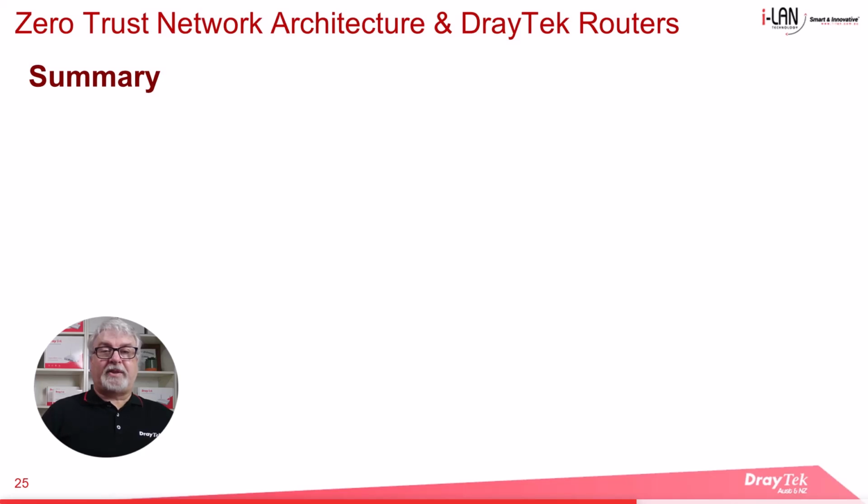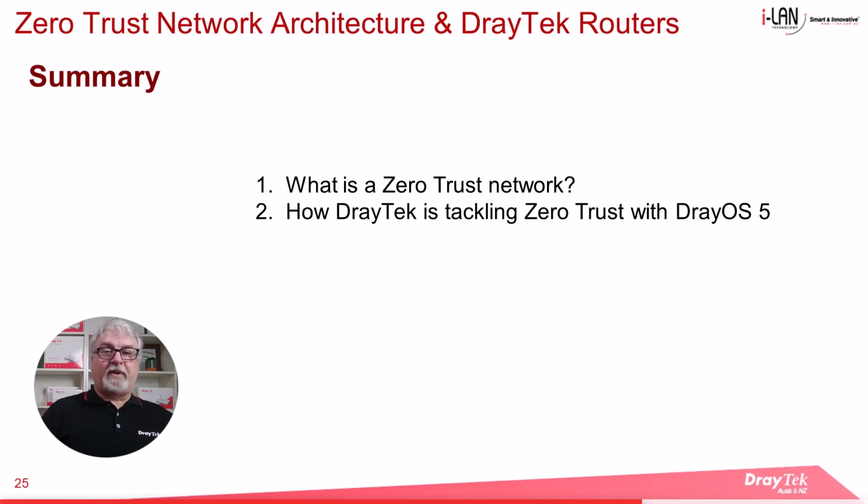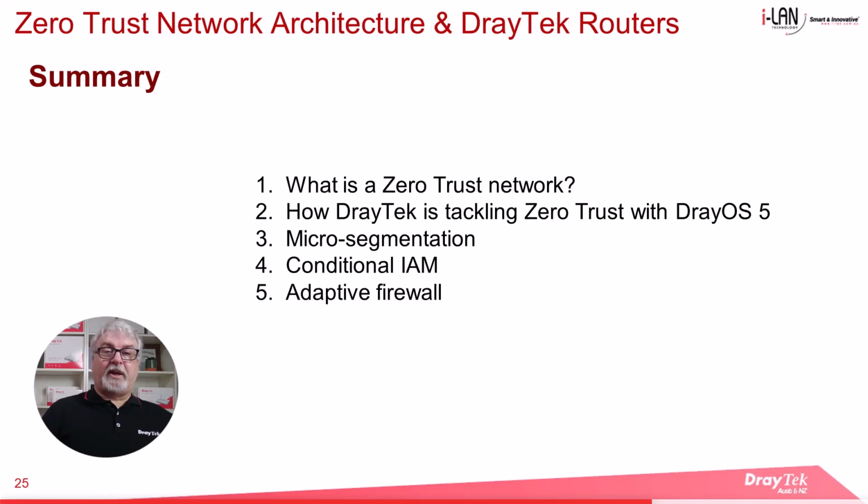So our summary for this session is as follows. We first went through some background information of what Zero Trust means and what benefits it brings. Then we checked out DrayTek's implementation of it in the new DrayOS 5 operating system being rolled out in newer products. That included micro-segmentation using VLANs, conditional IAM policies for network access control, including access to internal resources, and we also looked at DrayTek's object-oriented adaptive firewall. And finally, we wrapped up with some Zero Trust options for those who don't yet have access to DrayOS 5.